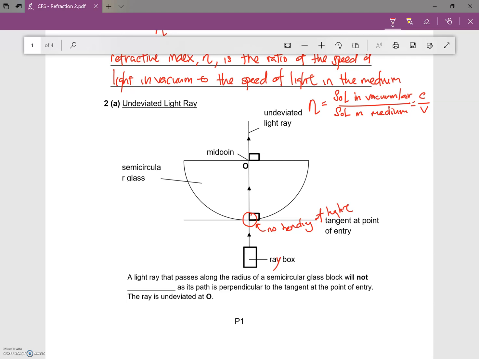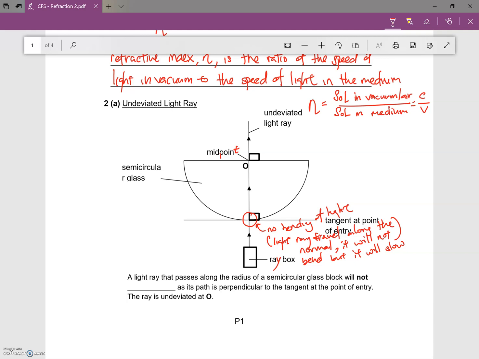If the light ray travels from the circumference to the middle of the circle, from here going to here, the light ray is actually traveling along the normal. So when the light ray travels along the normal, it will not bend, but it will slow down. Refraction, one of the key ideas here is that the light will actually slow down.